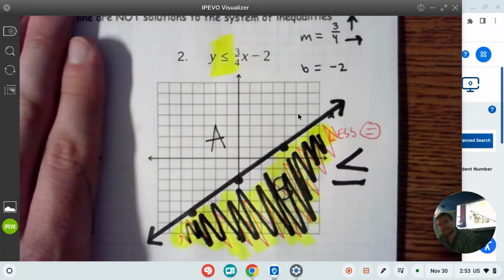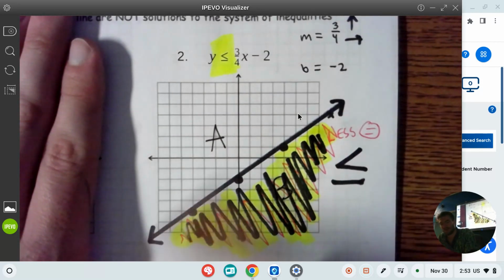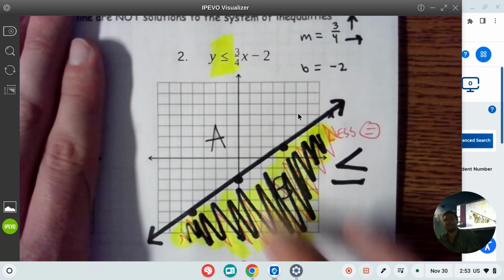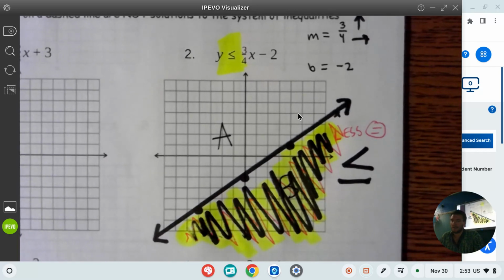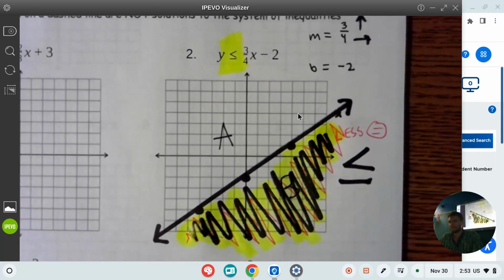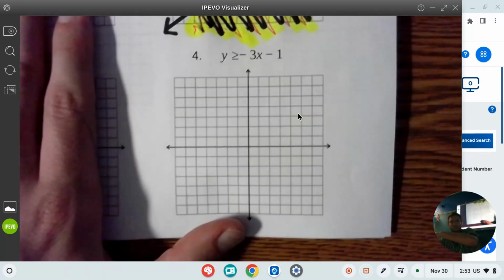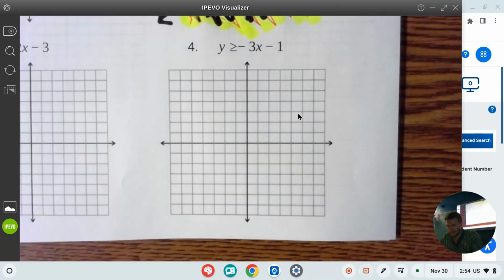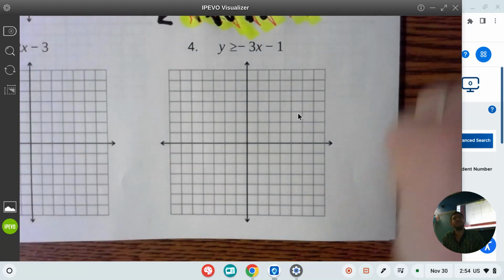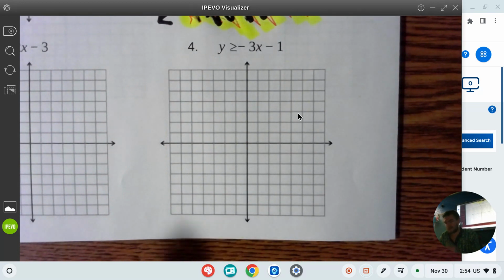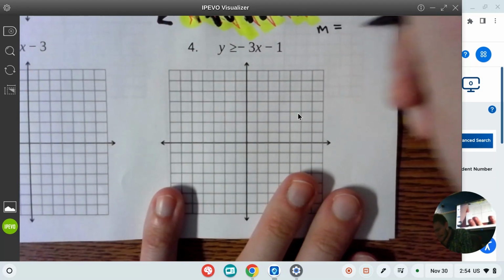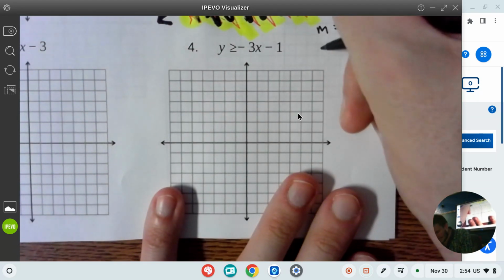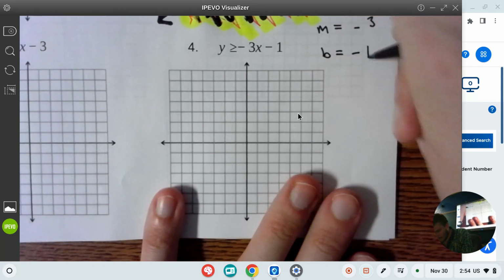Again, almost everything here is just to graph a line. The only new stuff is to do this coloring, and the coloring might be new, but the coloring is not hard, okay? Now, let's go down to the number 4. Trust me, I know we're going in weird orders. Stay with me and you'll get it, I promise. So, for number 4, the M is -3 and the B is -1.